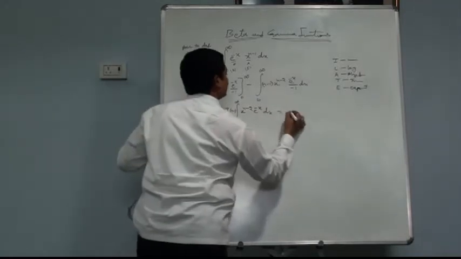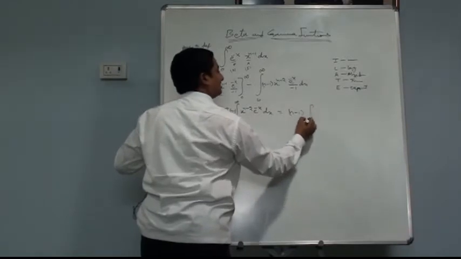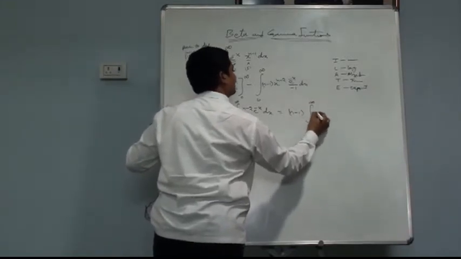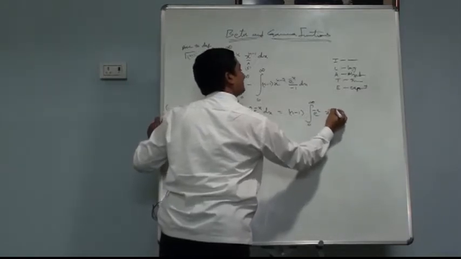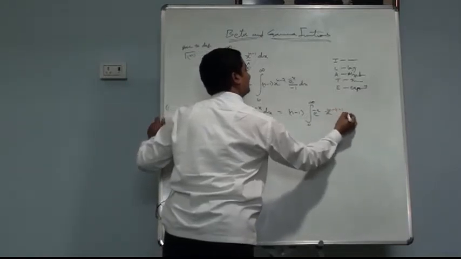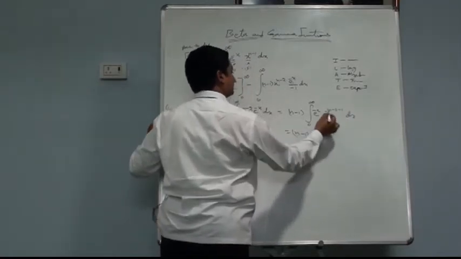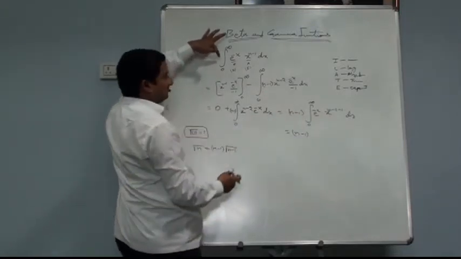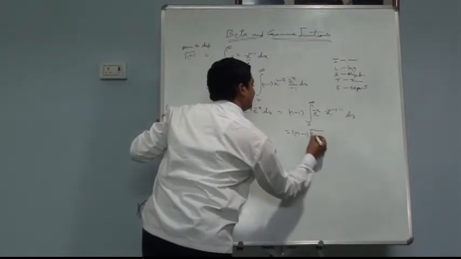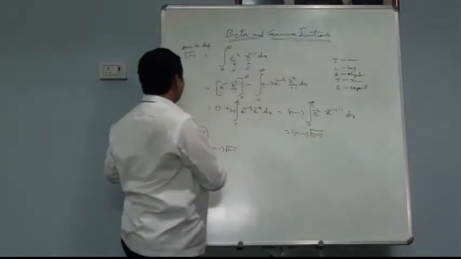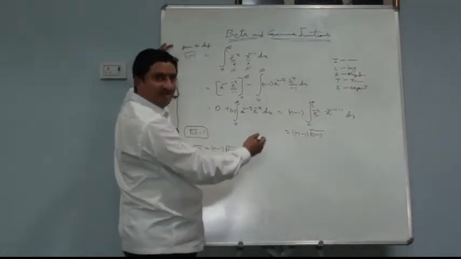This is n minus 1 into the integral 0 to infinite e power minus x, as it is, and x power n minus 2 I am writing as x power n minus 1 into dx. When you compare this with the definition of gamma n, this is nothing but gamma n minus 1. So finally this gamma n, I have proved, is equal to n minus 1 into gamma n minus 1.